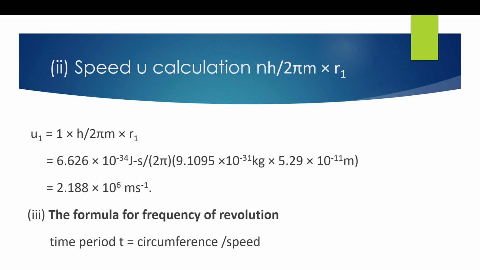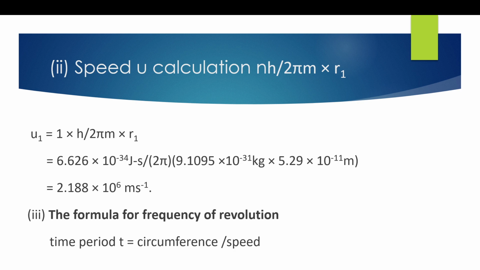Next, we proceed to calculate velocity u. The formula is nh upon 2 pi m r. So for the first orbit, u1 has been calculated by using the values of h, pi, m and r1. It comes out to be 2.188 into 10 to the power 6 meter per second.